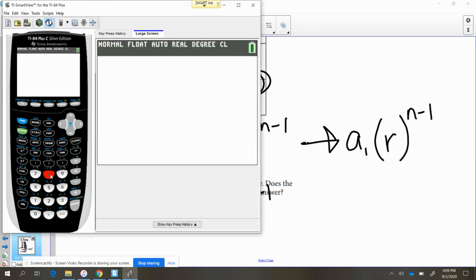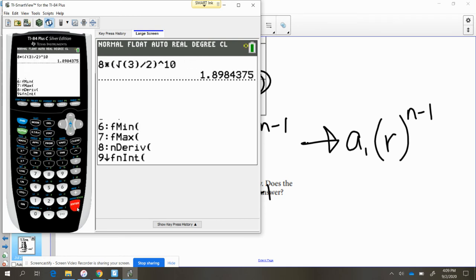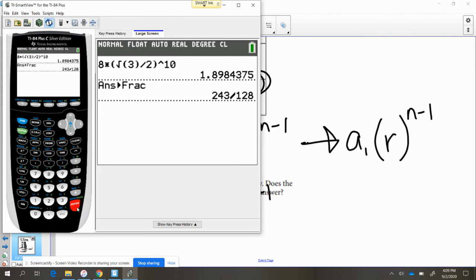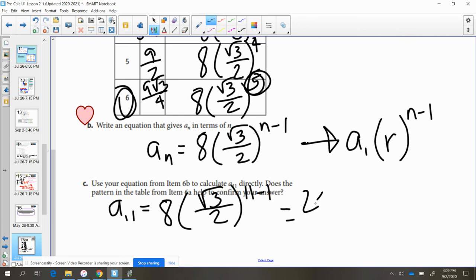So sorry. So 8 times the square root of 3 divided by 2 to the 10th power, right? Because 11 minus 1 is 10. We get a decimal here that we can turn into our lovely fraction of 243 over 128. Now, this makes sense as well. The second part, does this help confirm our answer?